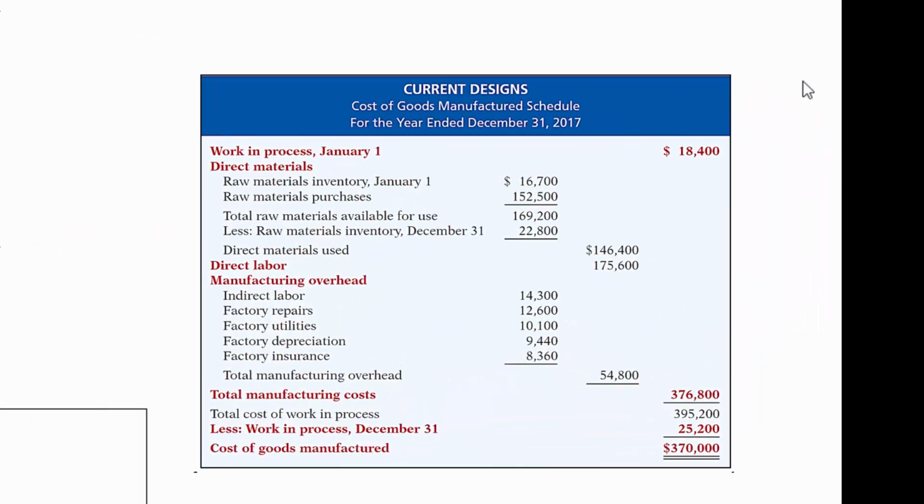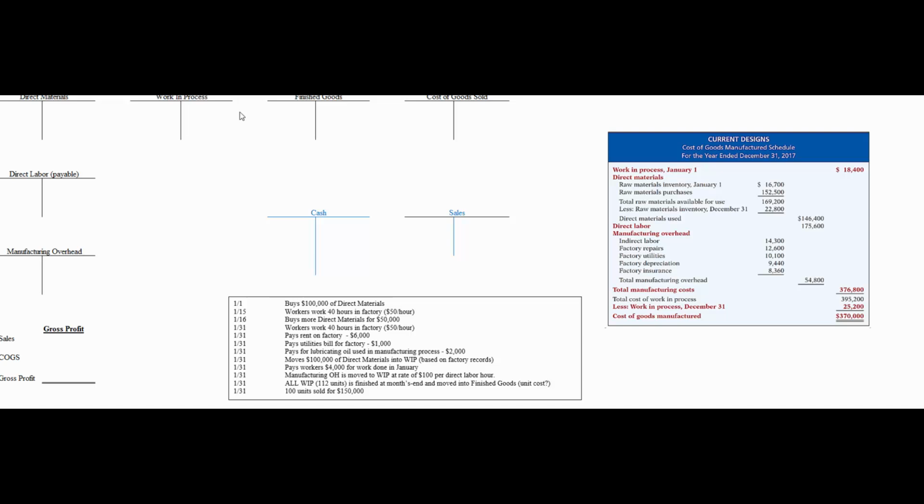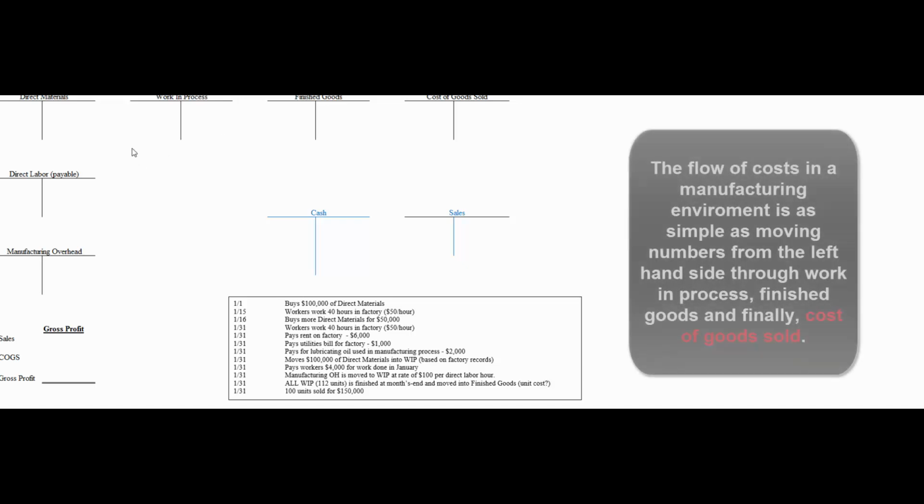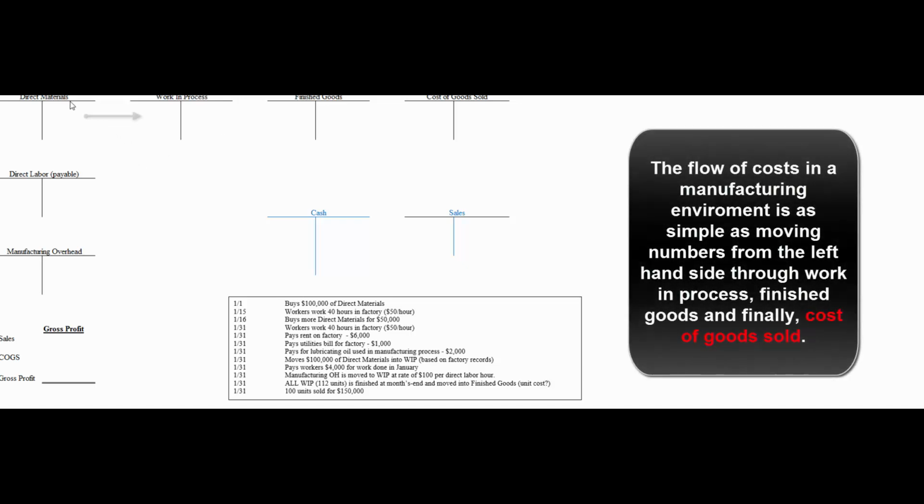For example, there's something called the cost of goods manufactured schedule. It looks very complicated, but all it is the number that comes out of work in process and goes into finished goods. That's the stuff that we finished, and it moved into finished goods. So like I say, we're going to just move our stuff from materials, labor, and overhead into work in process, into finished goods, and then eventually sell it.